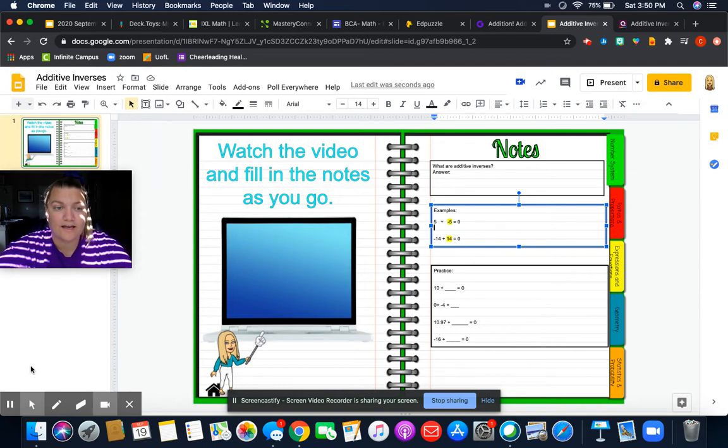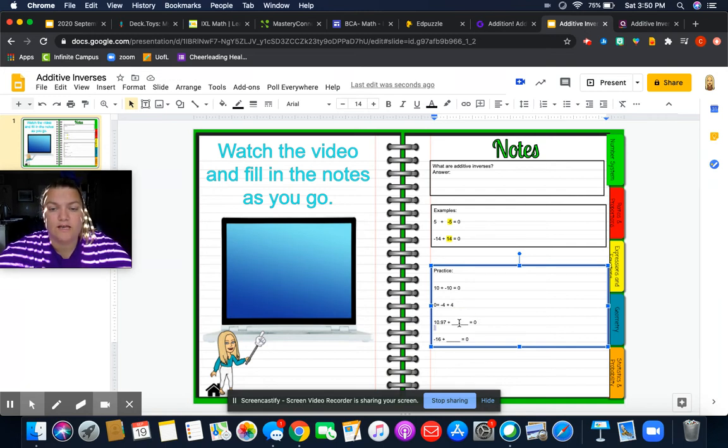So hopefully you guys did pause that and give those a shot. What we're looking for, our additive inverse: 10 plus what number is 0? Our additive inverse is negative 10. 0 equals negative 4 plus what number? Negative 4 plus 4 is going to give us that 0. Remember, we are flipping the sign and keeping the number the same.